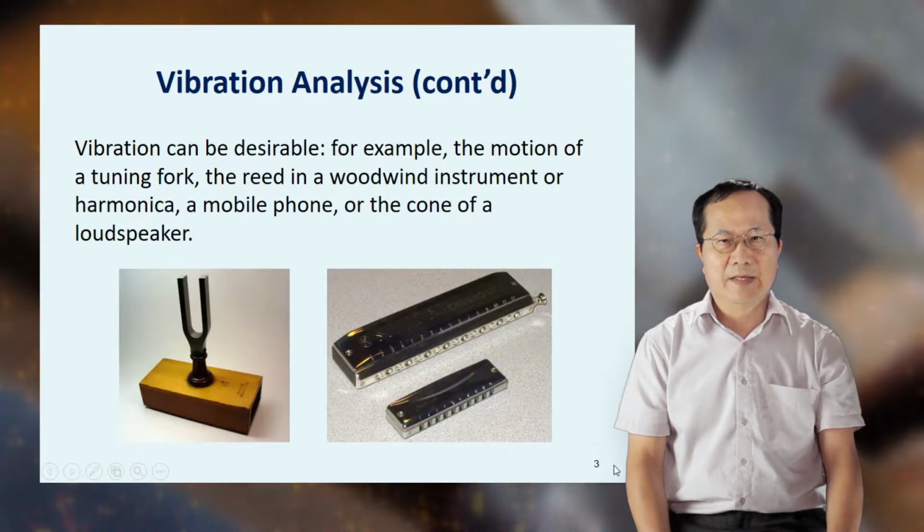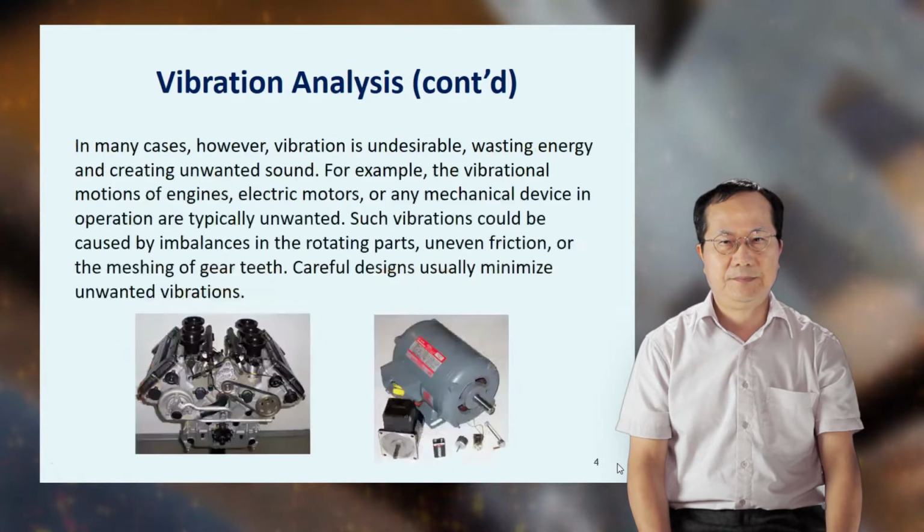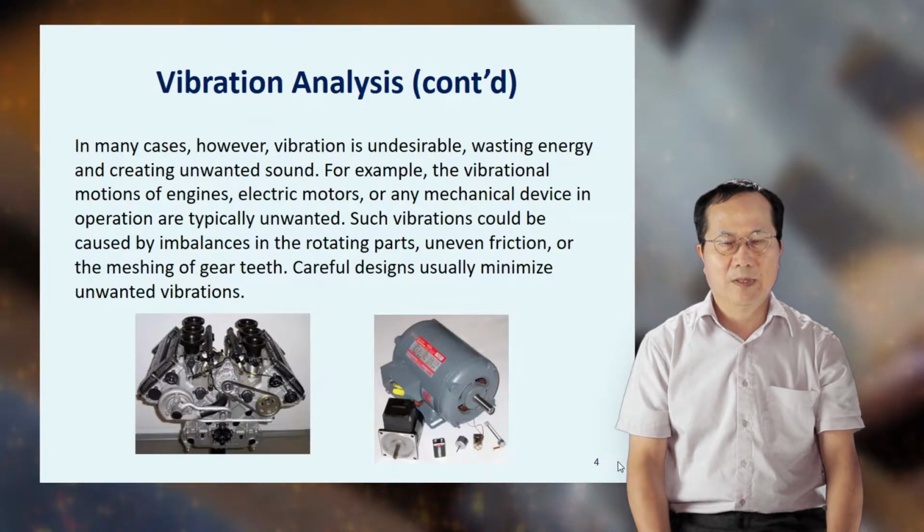Vibration can be desirable. For example, the motion of a tuning fork, the reed in a woodwind instrument or harmonica, a mobile phone, or the cone of a loudspeaker. In many cases, however, vibration is undesirable, wasting energy and creating unwanted sound.